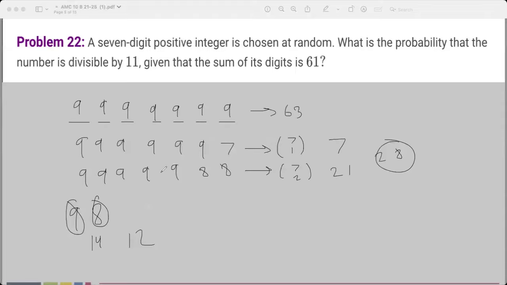But if I were to swap these two numbers, in this case the sums of digits would be 13 and 13, right? They would be the same. Okay, so how does that apply to this problem?